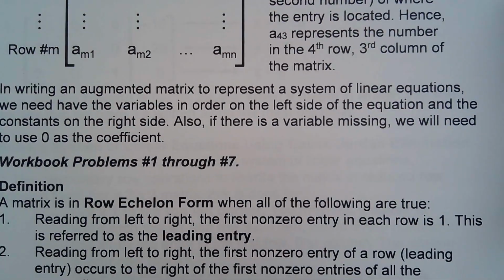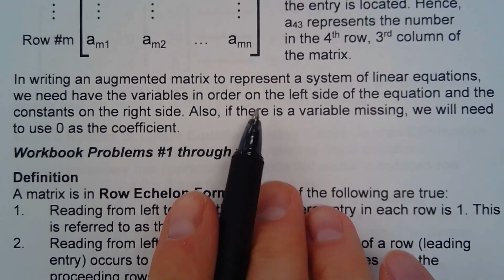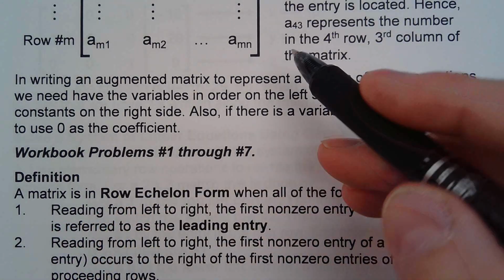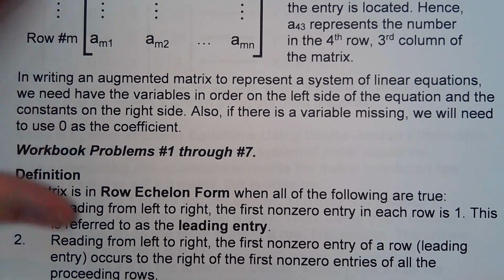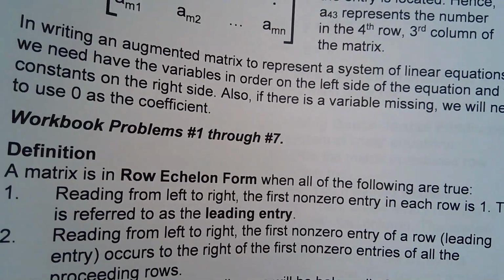In writing an augmented matrix to represent a system of linear equations, we need to have the variables in order on the left side of the equation and constants on the right side. Also, if a variable is missing, we will need to use a 0 as the coefficient. So let's take a look at the workbook exercises 1 through 7.